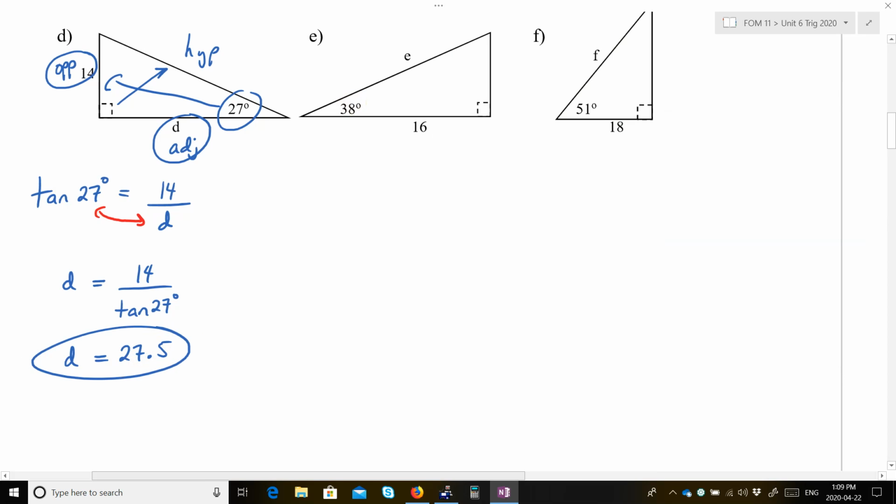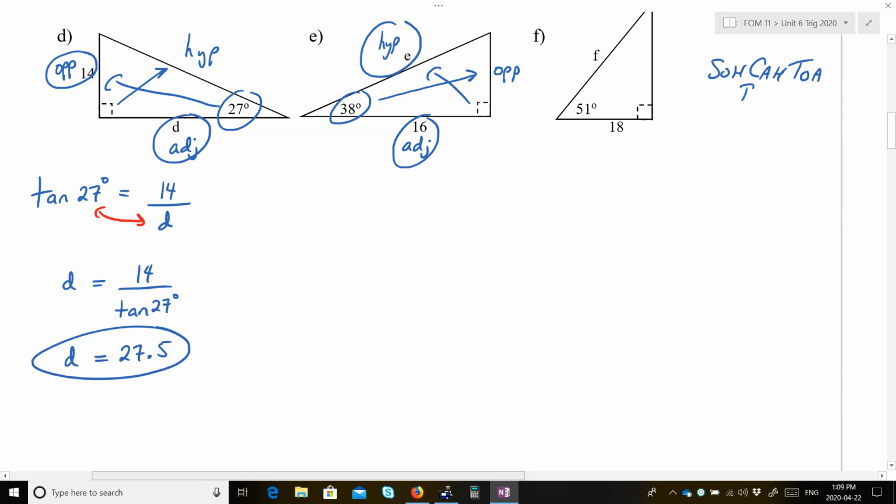Alright, let's check out letter E. Here's the angle that we have. Right across from it is the opposite. Across from the 90 is the hypotenuse, leaving this side to be adjacent. So we have the adjacent and we're looking for the hypotenuse. So which ratio, sine, cos, or tan, deals with adjacent and hypotenuse? That is going to be cos. So we would go cos of 38 degrees is equal to adjacent divided by hypotenuse.